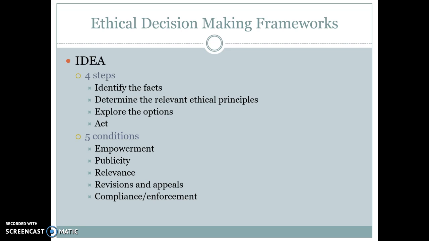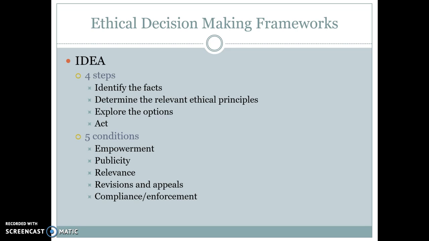Revision and appeals just simply means opportunities to revisit the decisions. Maybe there's additional evidence or argument that happens. There should be a mechanism to be able to challenge and dispute the resolution. So we learn new information, so we need to be able to go back and revisit what happened. And then compliance or enforcement is just the method of ensuring that all of the 4 previous conditions are met.